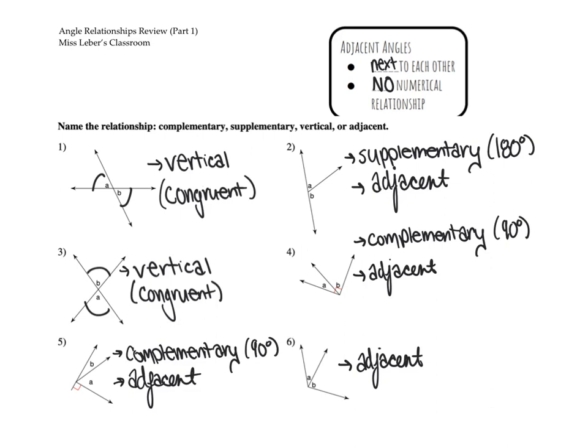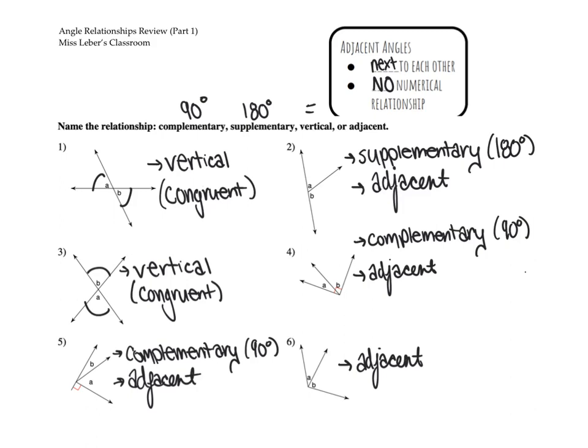Alrighty, let's see how you did. First of all, it's helpful to know our definitions. Complementary means they add up to 90. Supplementary means they add up to 180. Vertical means they are across from each other and equal to each other, and adjacent just means that they share a side. Using what you know, take a look at 1 through 6 and see how those angles are related. In angle 1, they make V's in opposite directions, so they're vertical, which also means they're congruent.